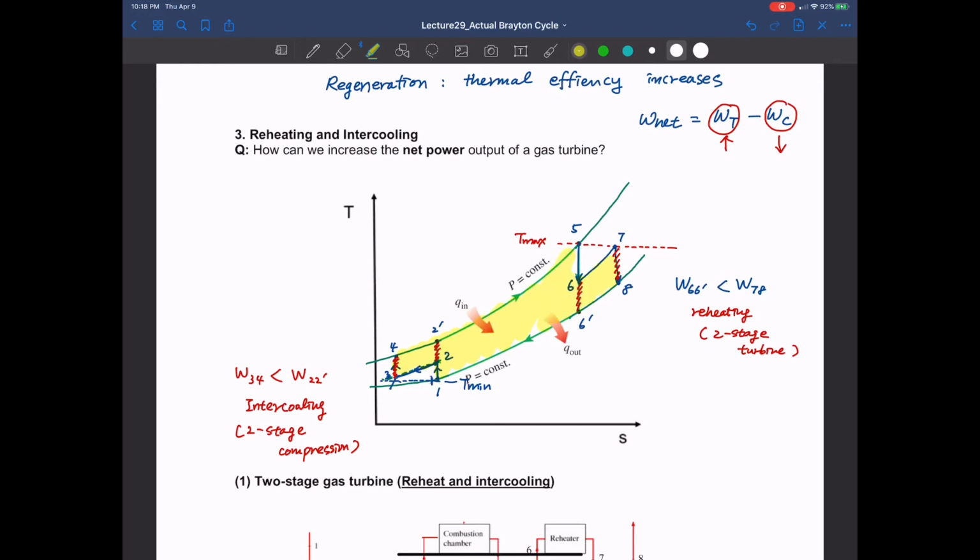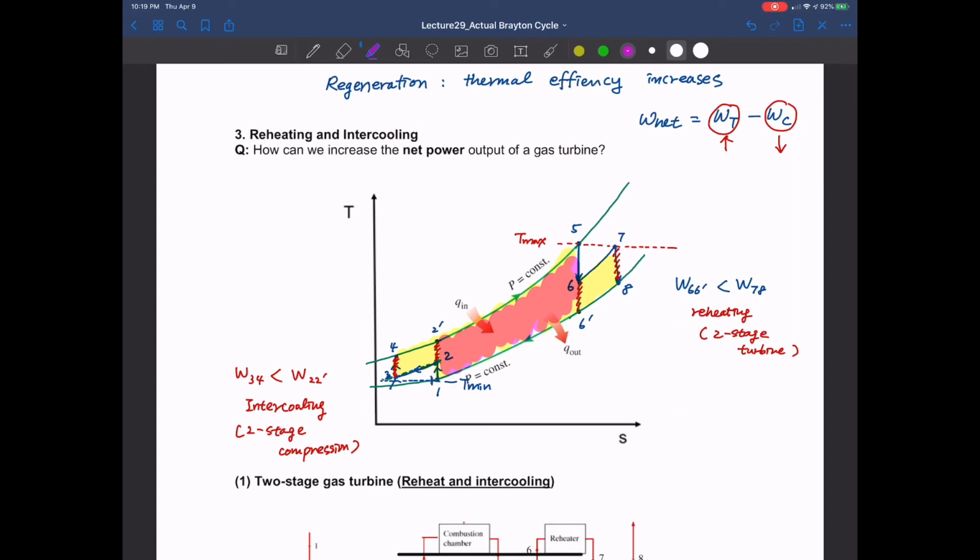So apparently this area is bigger than the area with a single compressor and turbine system, which can be highlighted as this. So obviously, when you have two-stage gas turbines and two-stage compressors with the reheater and intercoolers, or even you can expand more to have multi-stage gas turbines and multi-stage compressors, then we basically have more and more area of WNet. That means we can increase the net amount of power for those kind of multi-stage gas turbine systems.